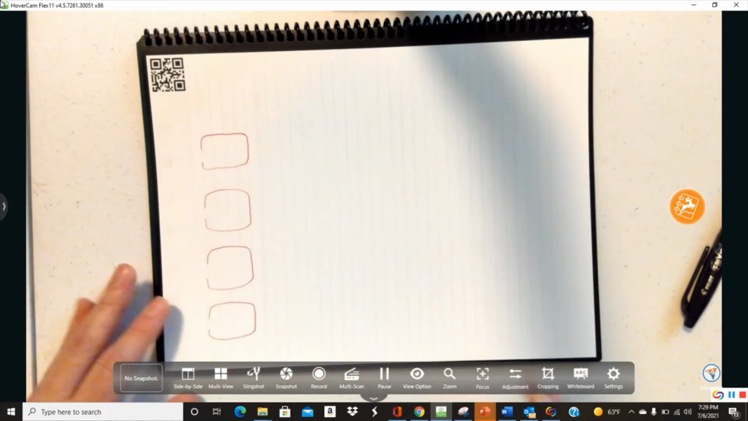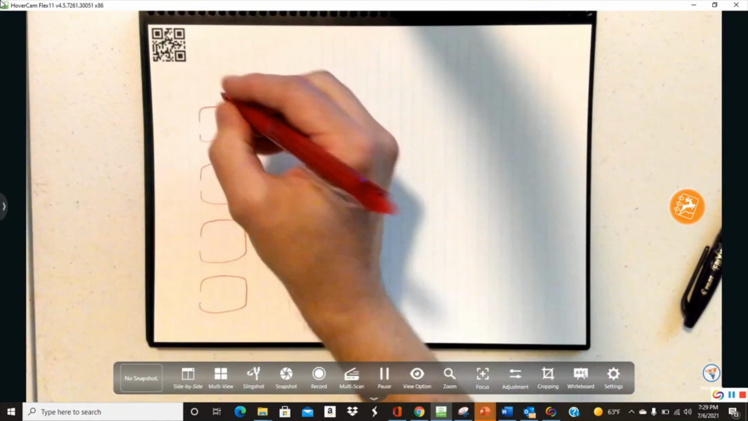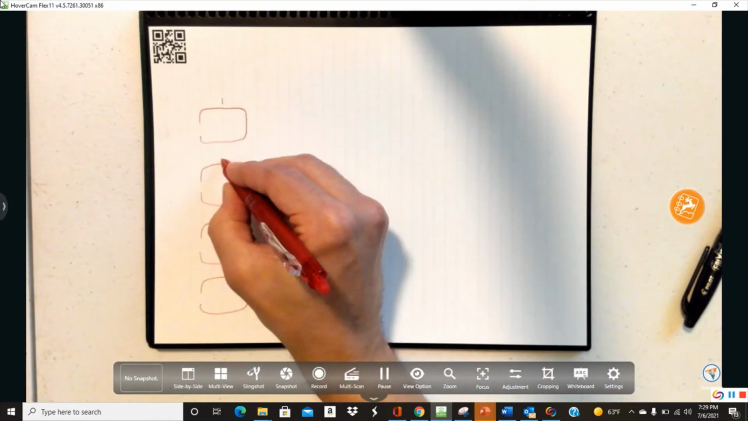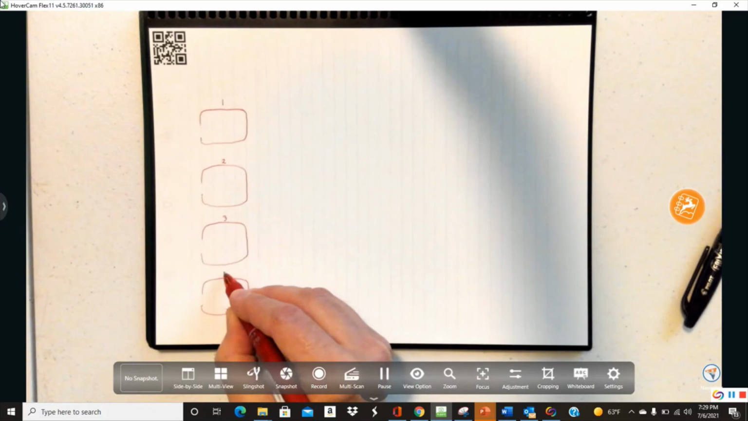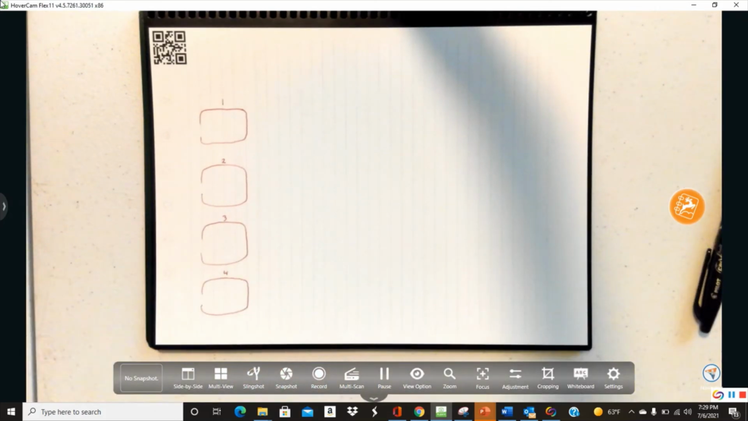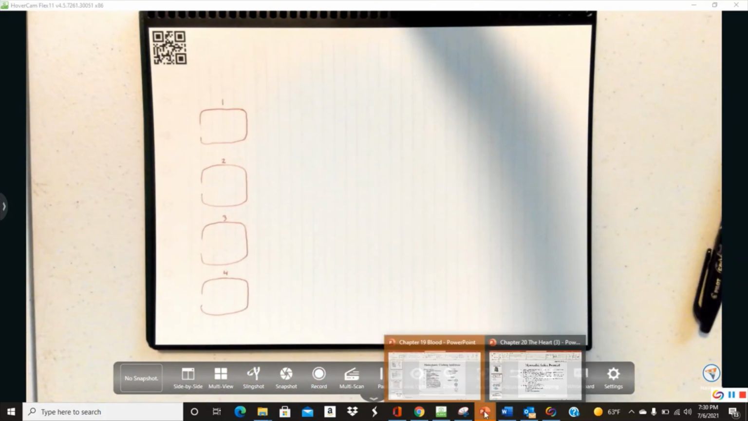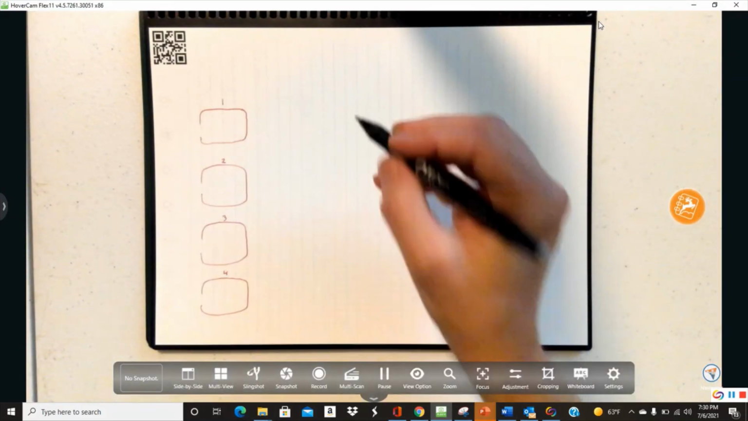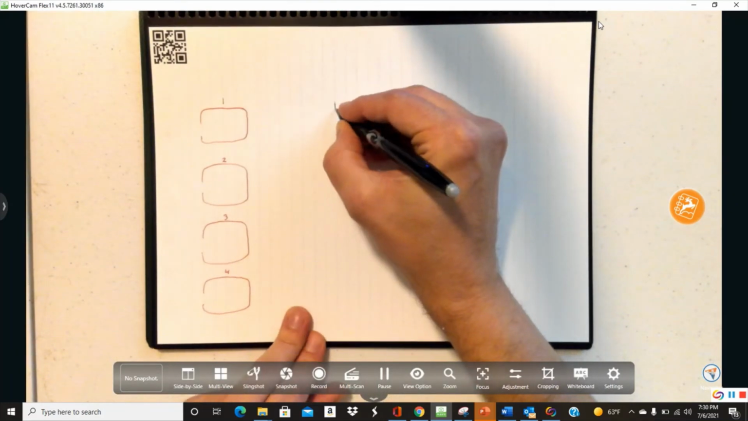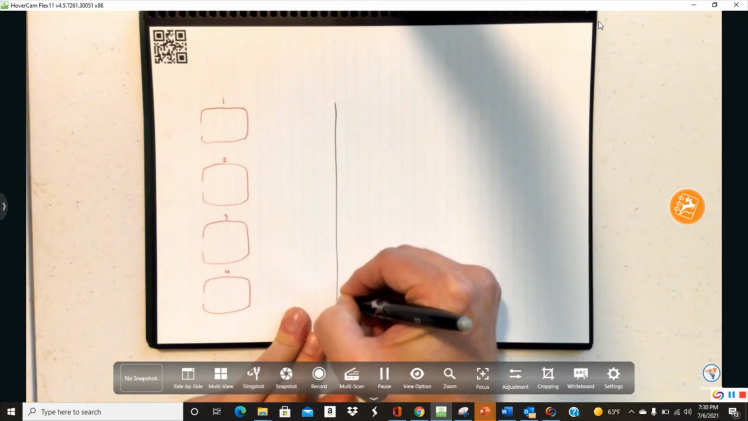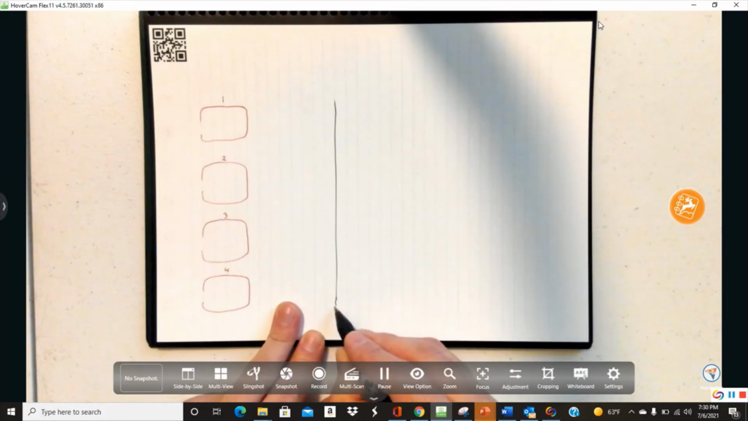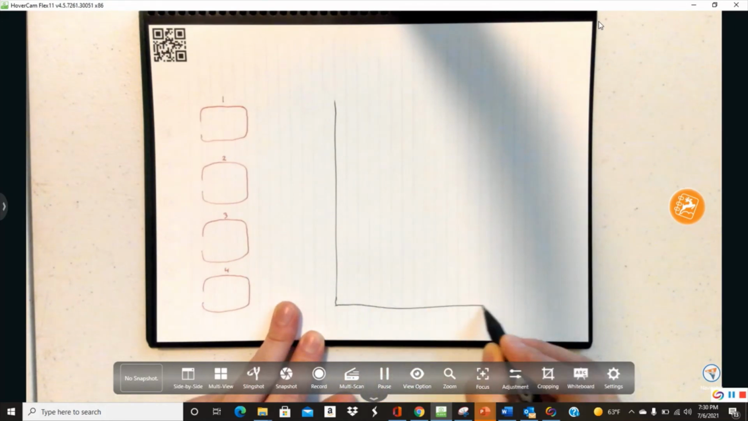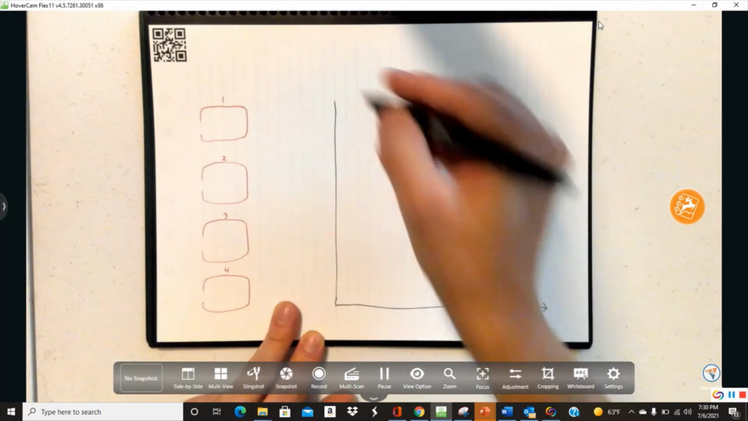Okay, so I'm going to draw these 4 cells. We're going to have phase 1, phase 2, phase 3, and phase 4. Okay, and then we're going to come here and graph it, and basically our graph is going to look like Batman. We're basically going to be graphing Batman.